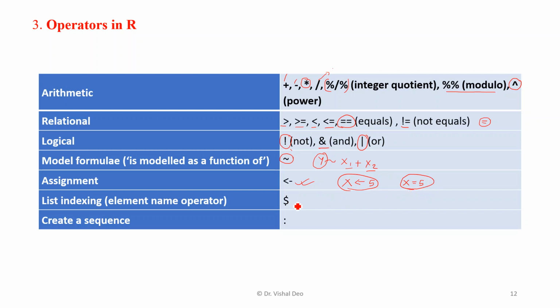List indexing, we will talk about that in detail when we talk about lists or data frames. So this will be used a lot of times. And creating sequence, so this colon sign is used for creating a sequence. Again, we'll be discussing this symbol when we discuss vectors.